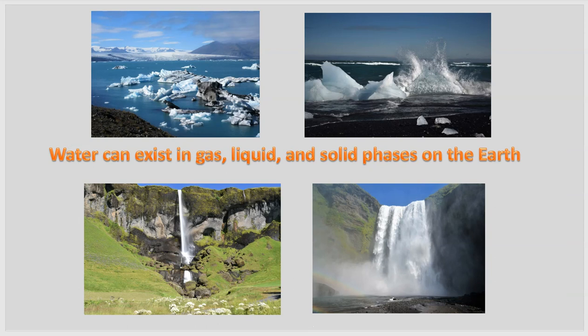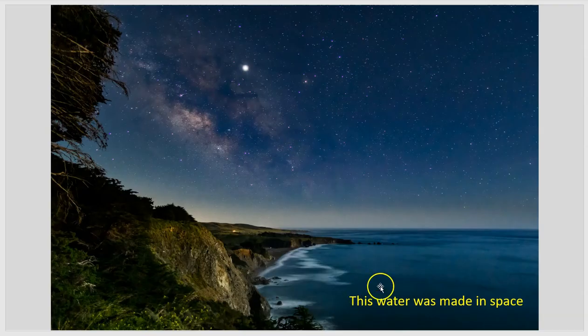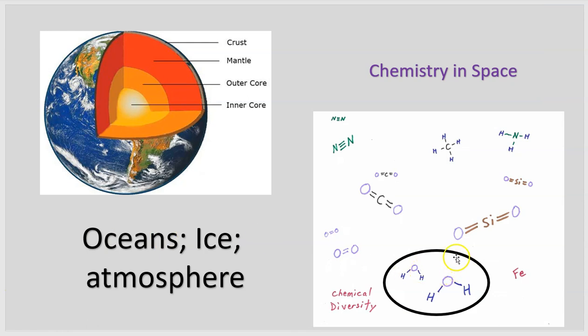What about the water on planet Earth? Of course, water can exist in gas, liquid, and solid phases here. So we've got ice, the solid phase, liquid water, the liquid phase, and then water vapor up in the atmosphere would be the gas phase of water. So we've got lots of water on the planet's surface. Well, this water that makes up our oceans and our rivers and streams and lakes and the water vapor in the air was made in space. So again, out there in nebula, we've got molecules of water.